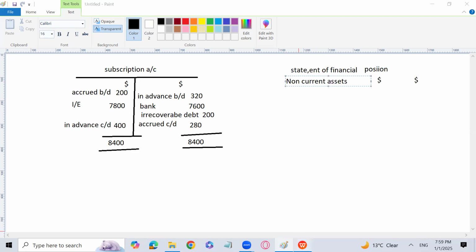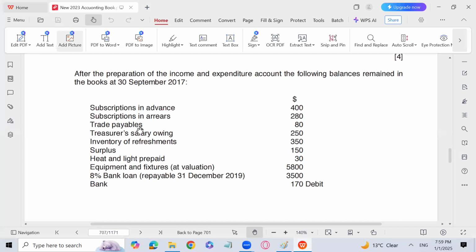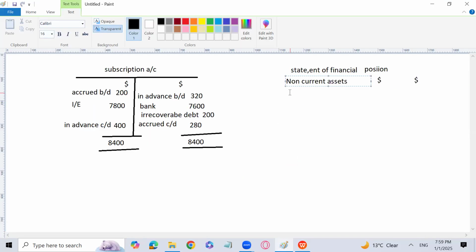In non-current assets, we have been given equipment and fixture, and that is 5,800. So I will write equipment and fixture 5,800 in the outer column because there is only one non-current asset given in the question. Then I'm going to write the current assets.